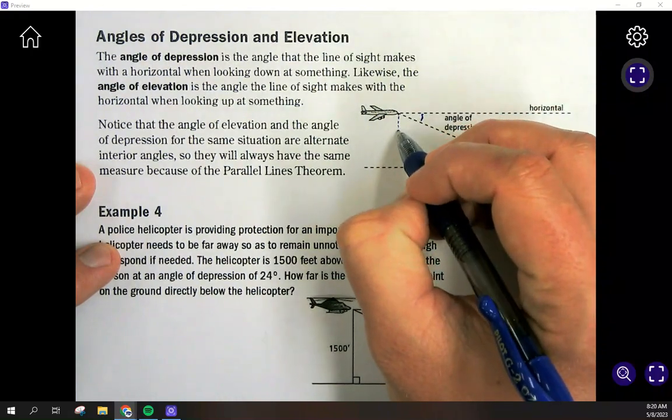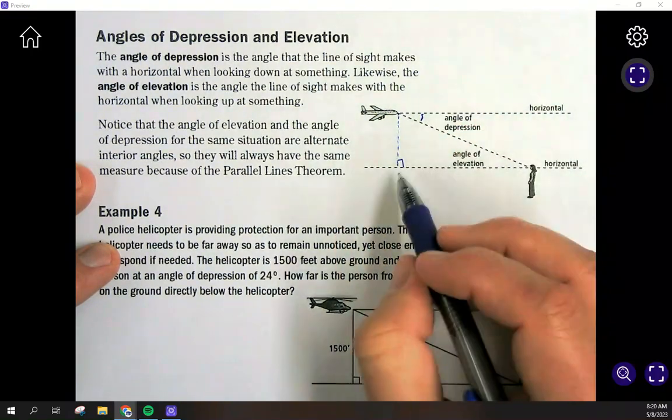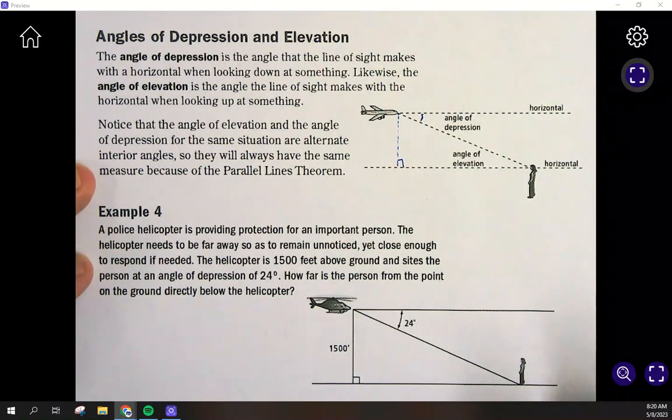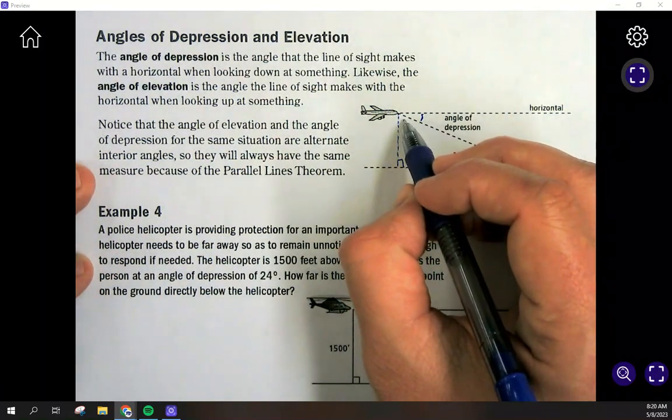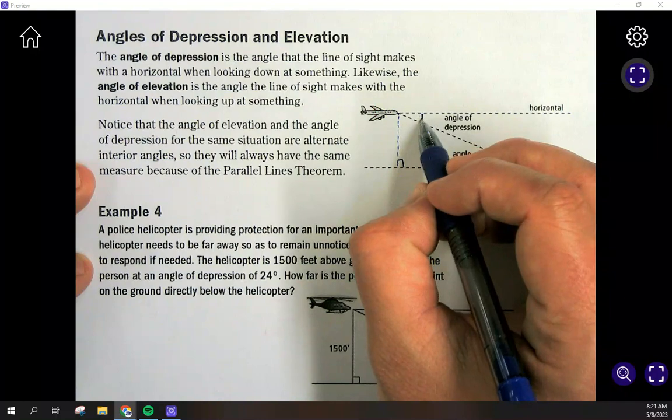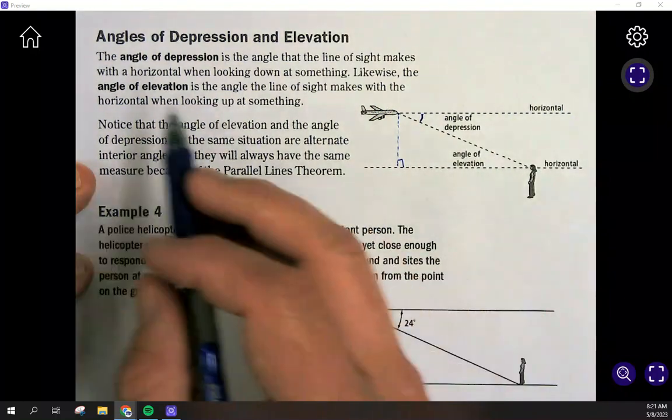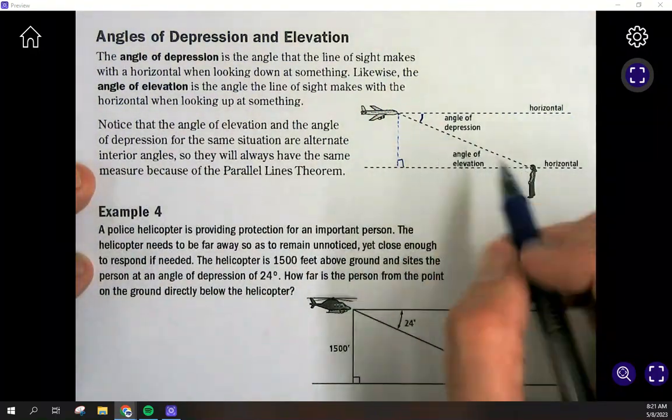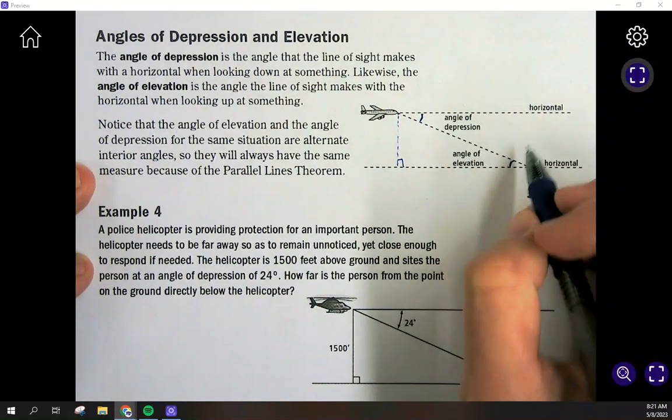So you're always going to see this line drawn down. It's going to form a 90-degree triangle so that we can use our trig functions here. But a lot of people want to put the angle in here. When they give you the angle of depression, it's actually in here. And the angle of elevation, somebody looking up, that angle is in here.